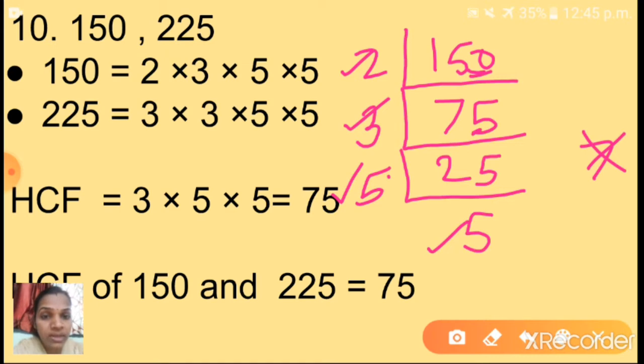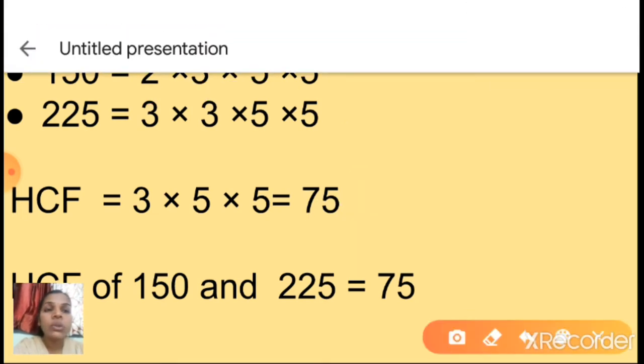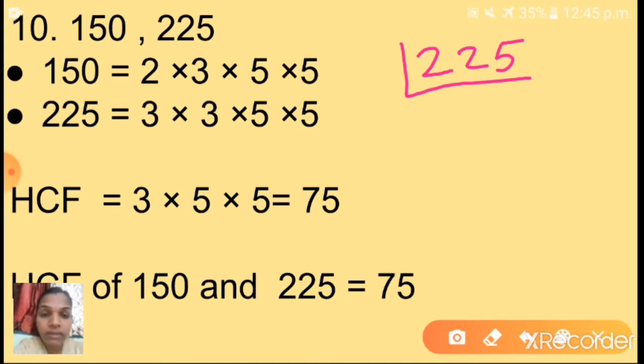Okay, understood now? Yes, you have to write like this. Okay, and this also you have to write in your notebook. Okay, child. Next number is what? 225. Shall I find now? 225. Yes, see here, 225. It is an odd number.